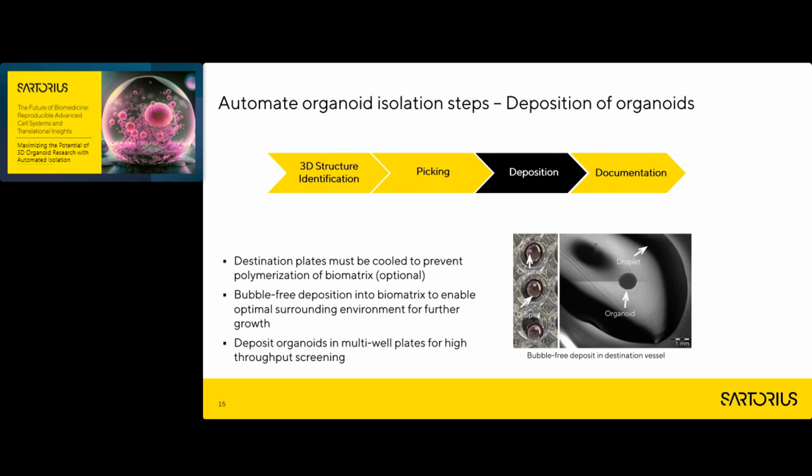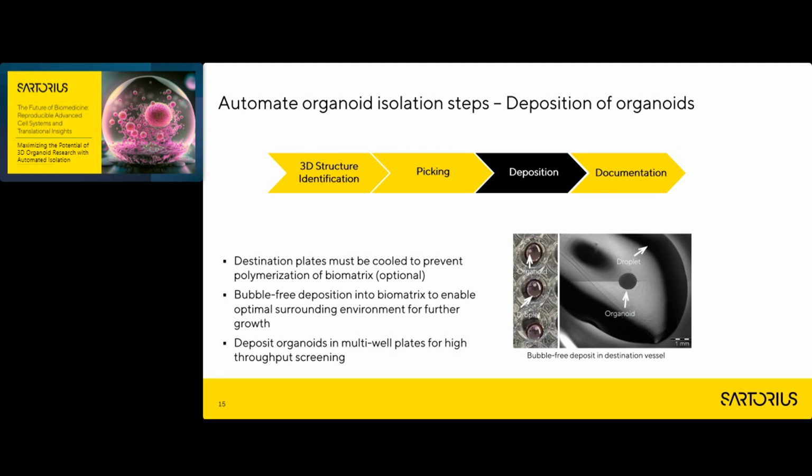Dispensing organoids in a biomatrix can produce bubbles if the process is not tightly controlled. Leaving a bubble in a biomatrix during deposition will create a lower density region where the organoid can expand more easily, affecting its morphology.